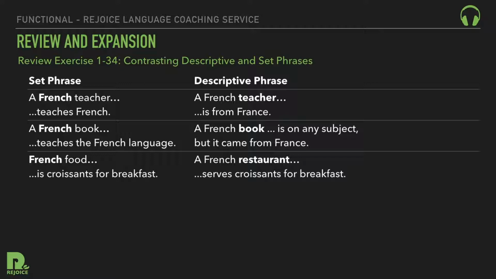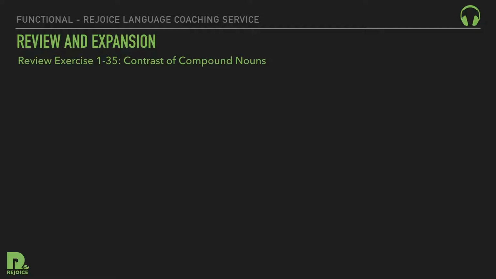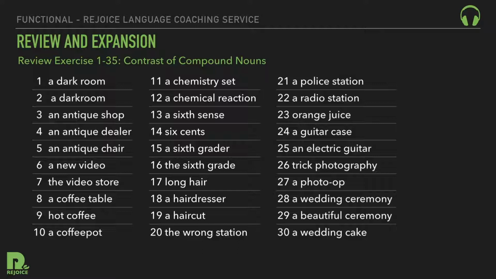Review exercise 135, contrast of compound nouns. A dark room, a dark room. An antique shop, an antique dealer. An antique chair. A new video. The video store. A coffee table. Hot coffee. A coffee pot.